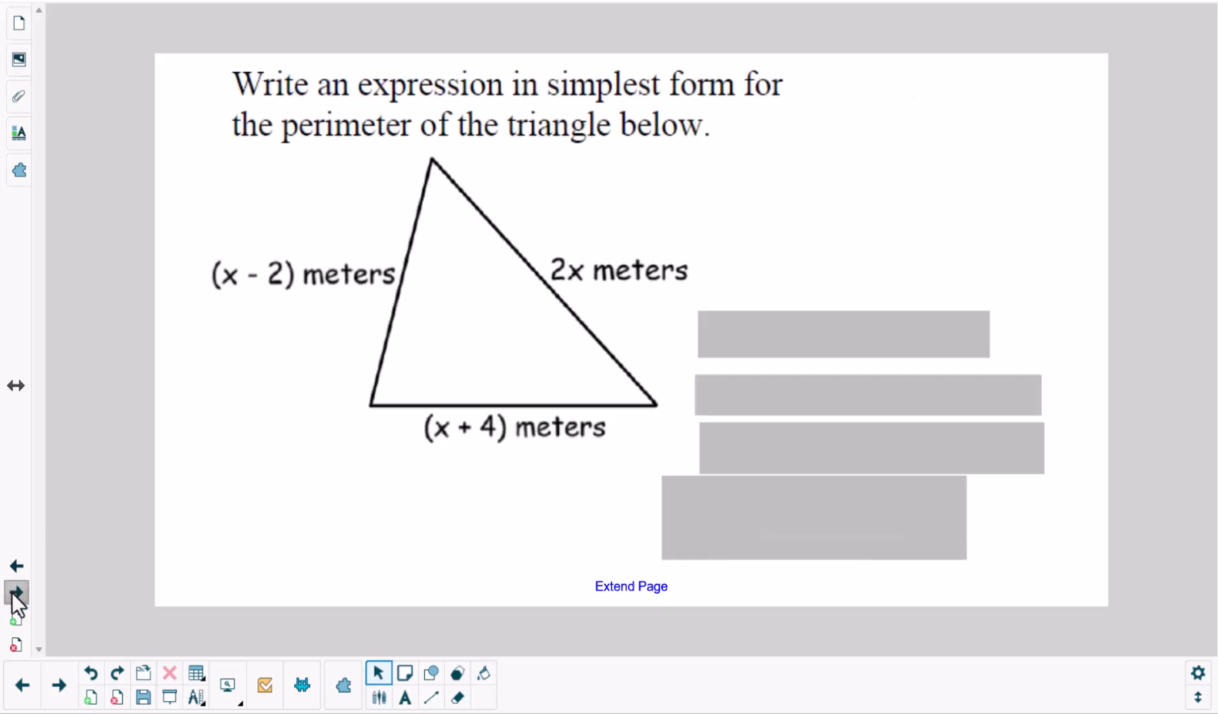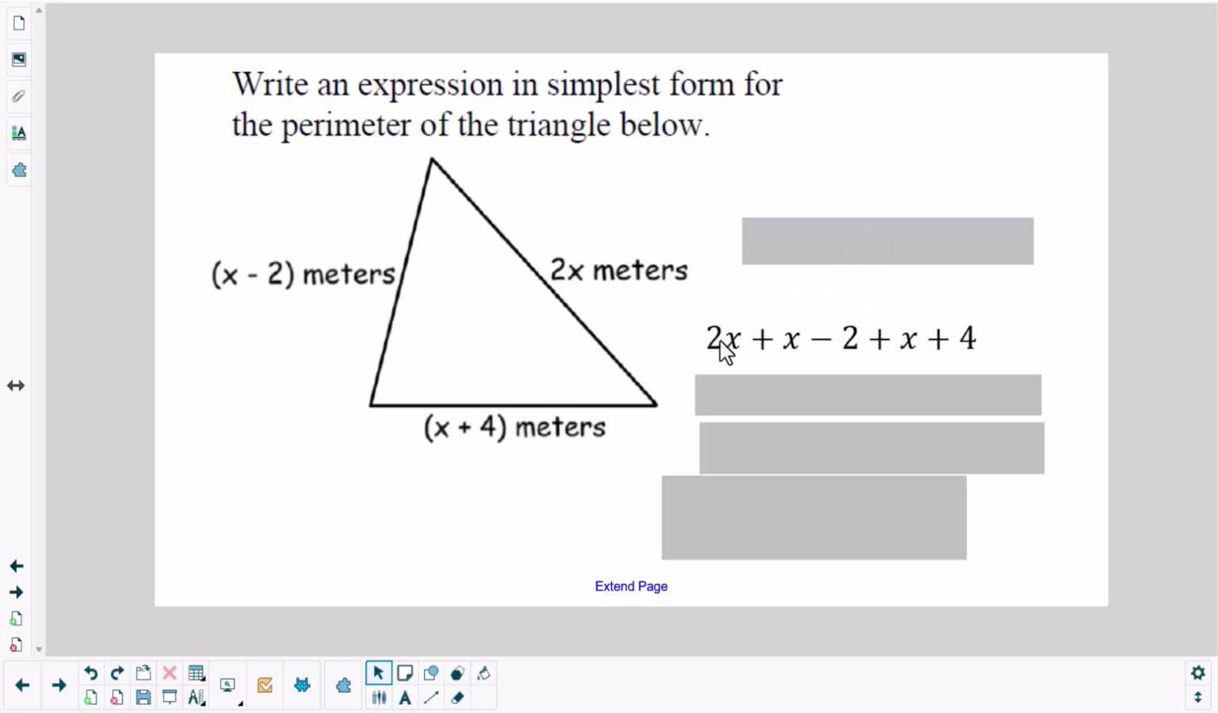Now let's throw some variables into the mix. If I want to find the perimeter of this triangle, I'm just going to add all of the outer edges in whatever order I want. So we've got 2x, which is this side here, plus x minus 2, which is this side here, and I did drop off the parentheses, that's okay to do here, plus our third side, which is x plus 4.